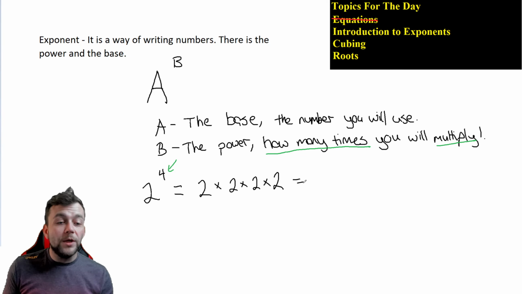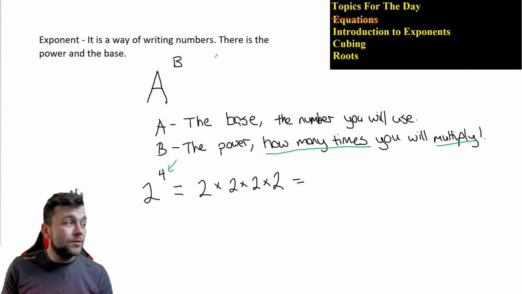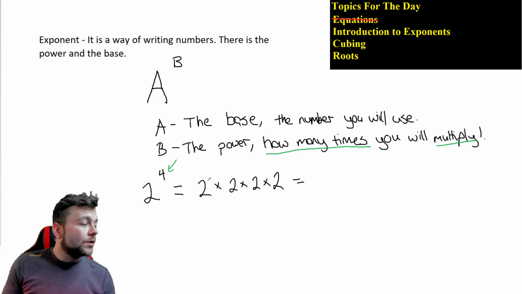And of course, we can just solve this. So what is 2 times 2 times 2 times 2? Well, 2 times 2 is 4. 4 times 2 is 8. 8 times 2 is 16. So our answer of 2 to the 4th power is 16.